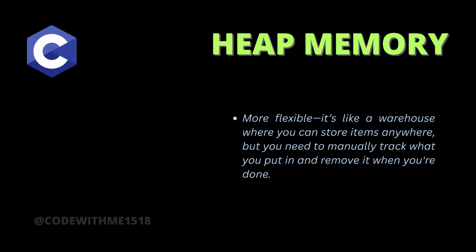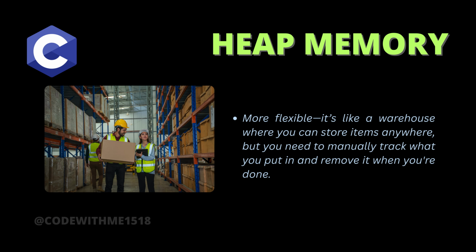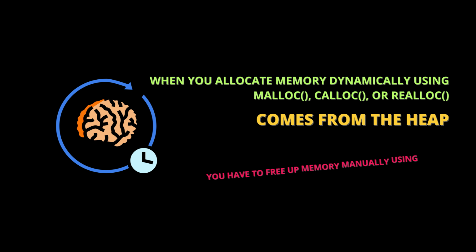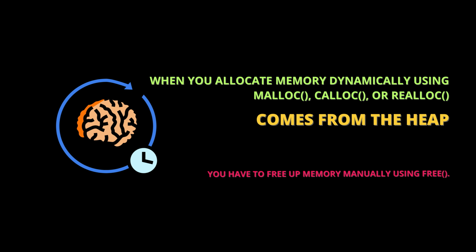Heap memory, on the other hand, is more flexible. It's like a warehouse where you can store items anywhere, but you need to manually track what you put in and remove it when you're done. When you allocate memory dynamically using malloc, calloc, or realloc, that memory comes from the heap. Unlike the stack, the heap does not automatically clean up after you. You have to free up memory manually using free.